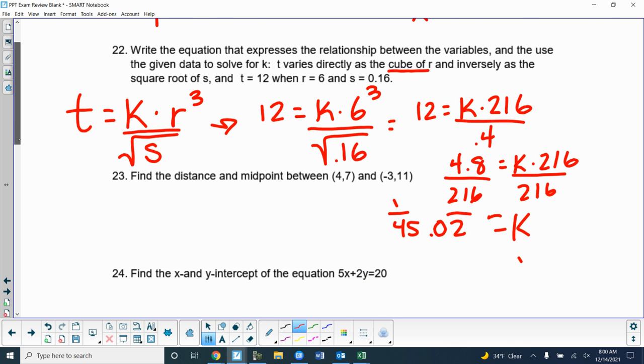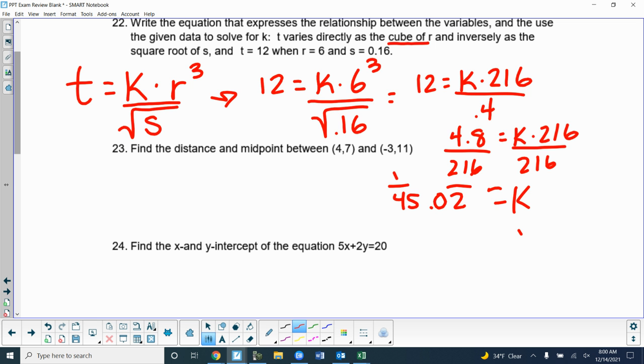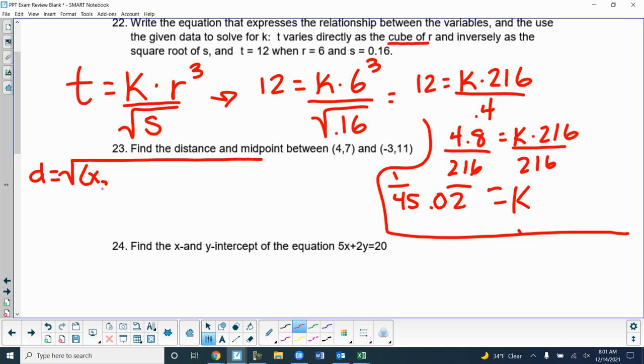Okay, for the last one, some of you were doing what we did not too long ago. Try to find the equation of the line that goes through the 2 points. That's not what it's asking, all right? It's asking for distance between the 2 points and midpoint. So on your little note card, you should put the distance formula and the midpoint formula, okay? Distance formula is this. Subtract the x's and square them, plus subtract the y's and square them.